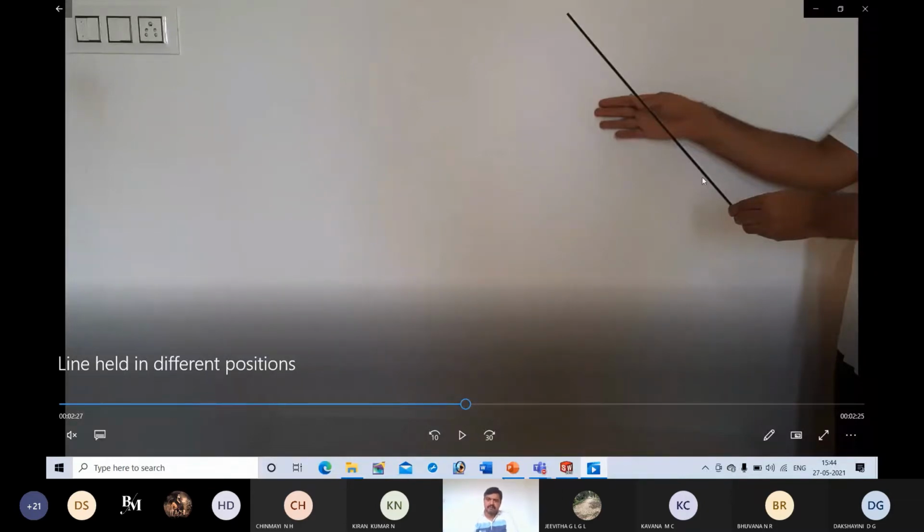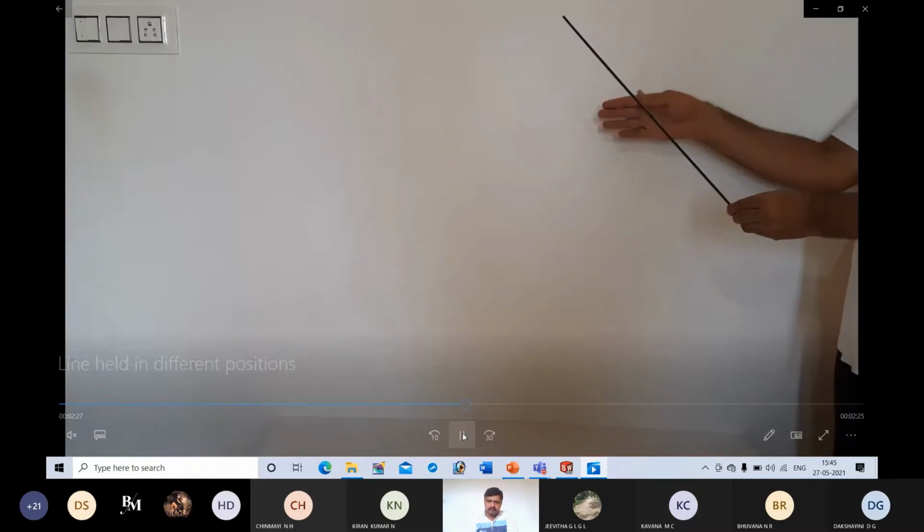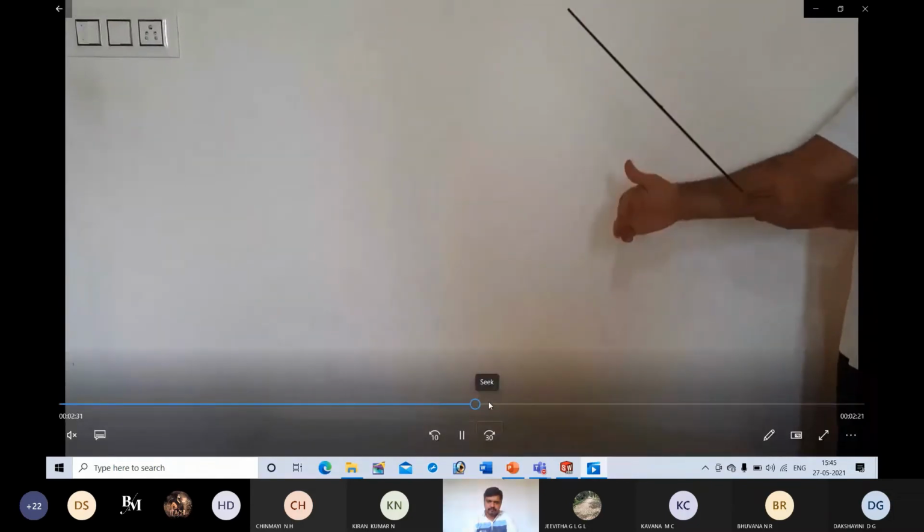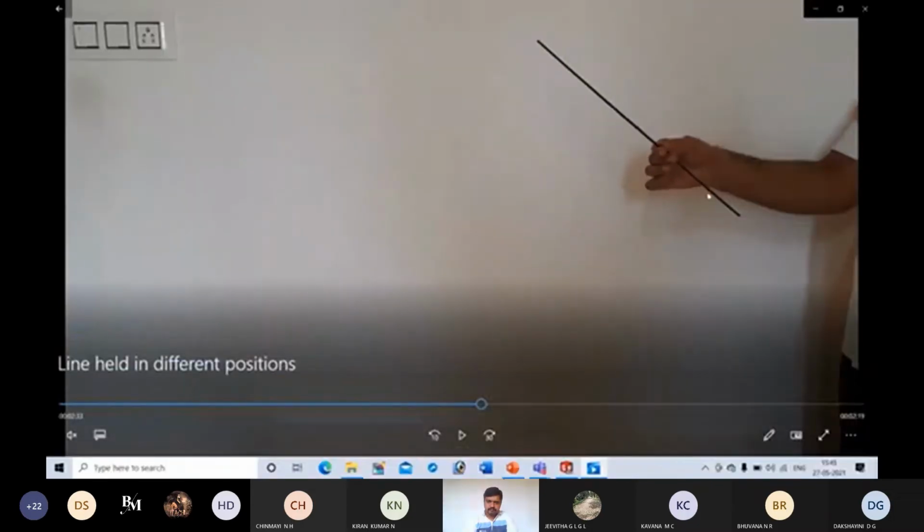What you should remember is, if a line is held like this, parallel to VP and inclined to HP, then the view on VP will have true length, and the view on HP, that is the top view, will have a false or apparent length. This inclination is at some angle, and we call it theta, the true inclination. That we will understand later.